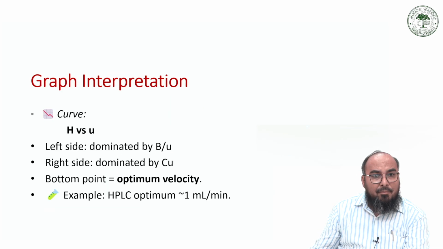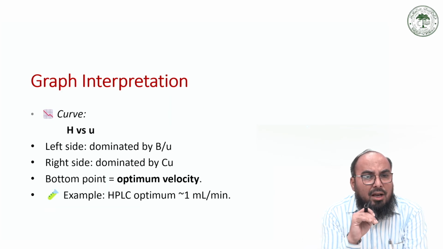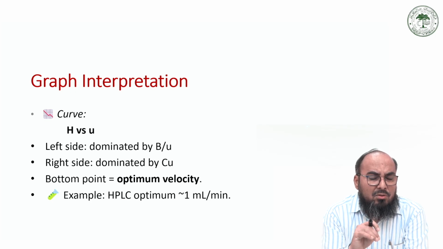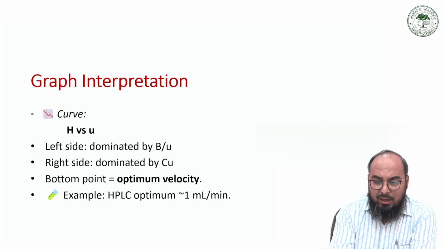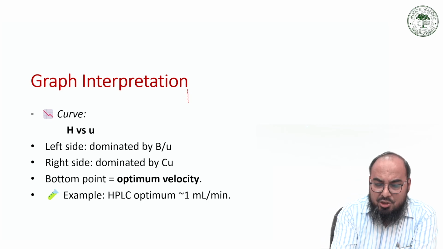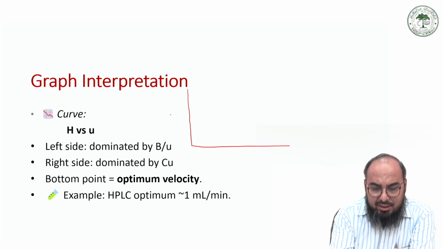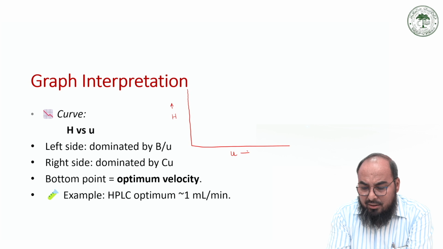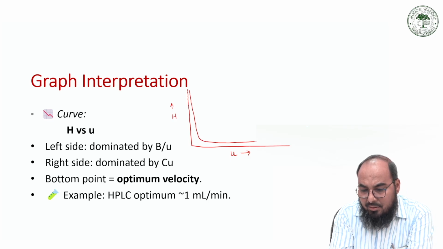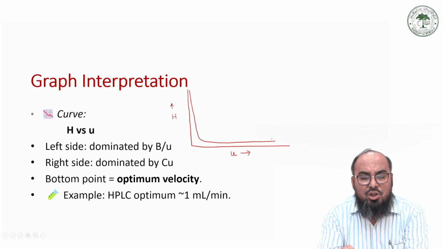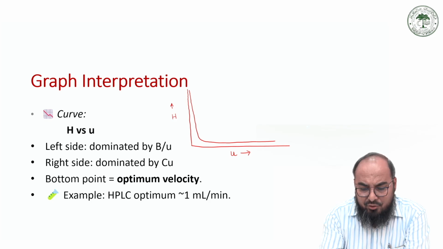Moving forward, now let us draw a curve with regard to the HETP, that is the height equivalent to a theoretical plate, and the velocity of the mobile phase. If we draw a curve, it looks like this. If we plot H on the y-axis and U on the x-axis, then B upon U can be plotted like this. Experimentally it is found to be this. Now with regard to Cu, we know that it is a combination of two things, so this can be drawn like this.